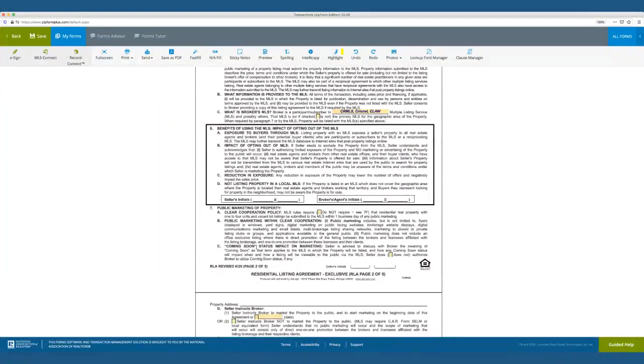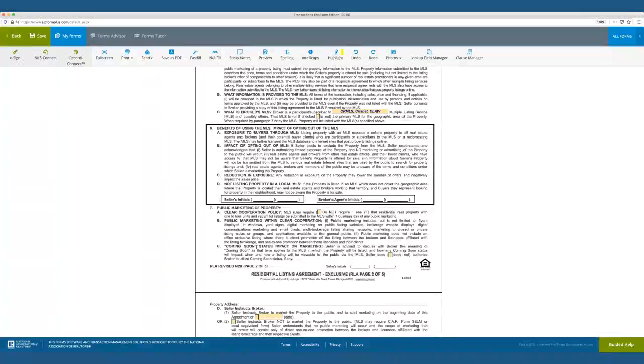There are brokerages that have the same broker. Compass has the same broker for every single Compass office throughout the state of California. So they can exclude it from the MLS and market it to the whole of California and not be in violation of clear cooperation. So just to be clear, if it's publicly marketed outside of that office within 1 business day, it has to go in the MLS.